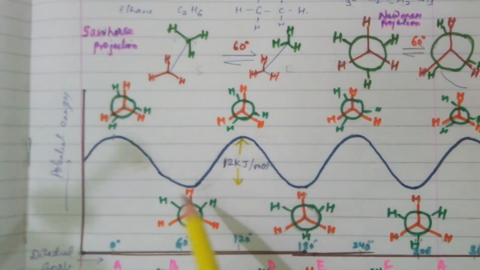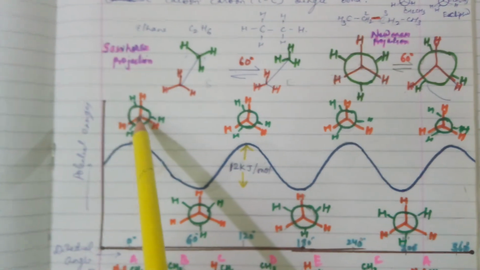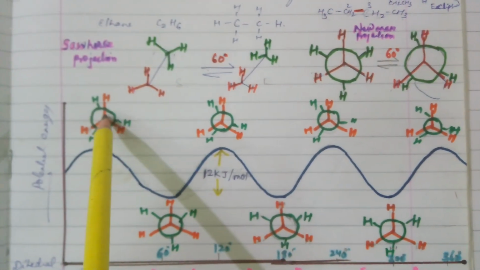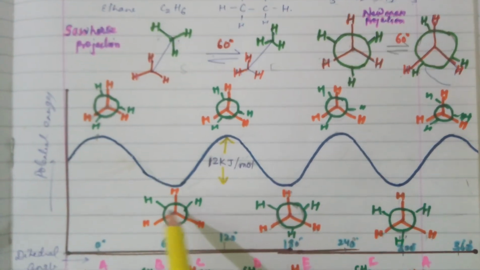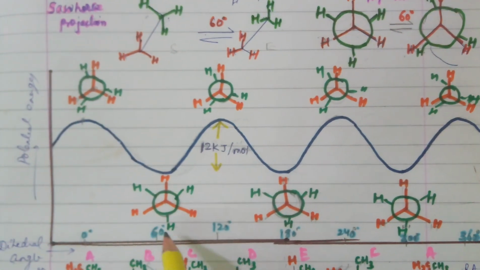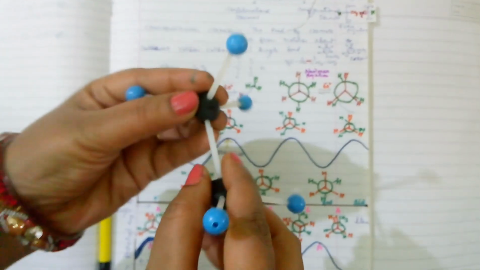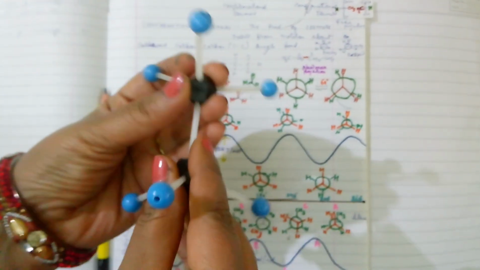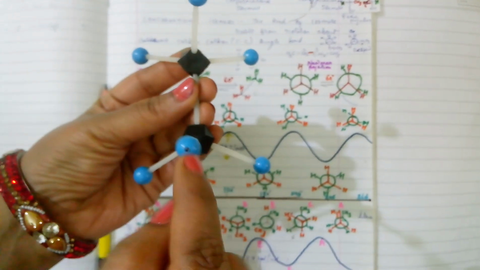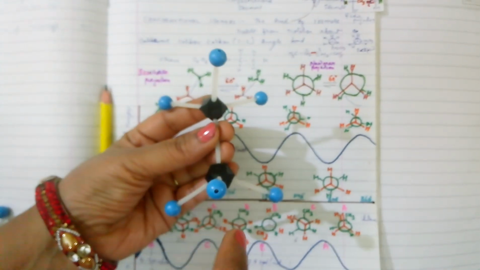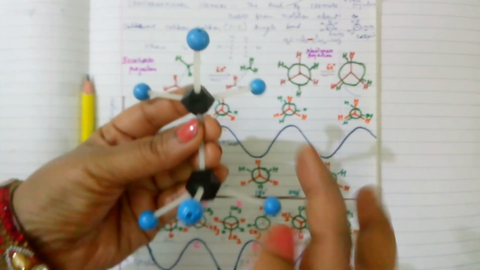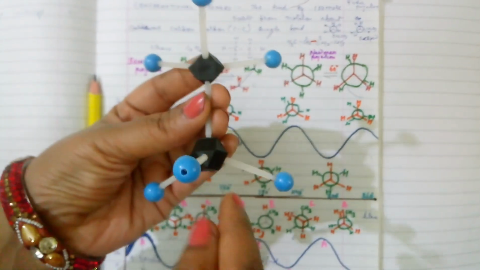Now we will explain how the conformers change from eclipsed to staggered by changing the dihedral angle by 60 degrees. I will explain that with the help of a model. Now see, this is the model of ethane. Here it is in eclipsed form, where you can see all the hydrogens here and here as well. They are eclipsing each other.